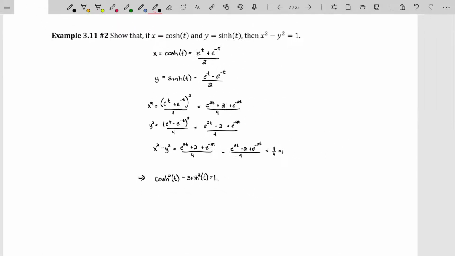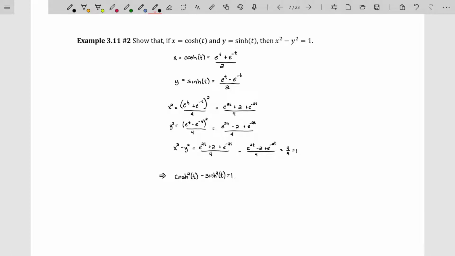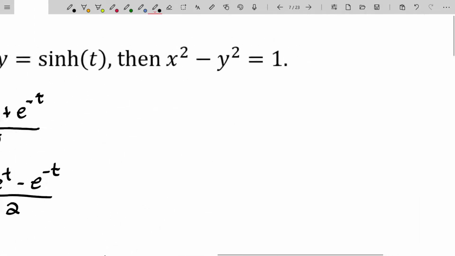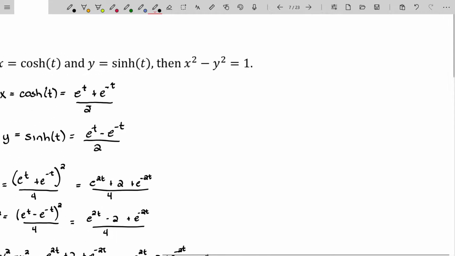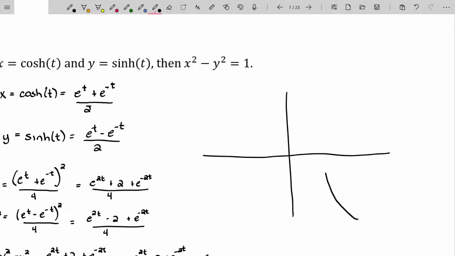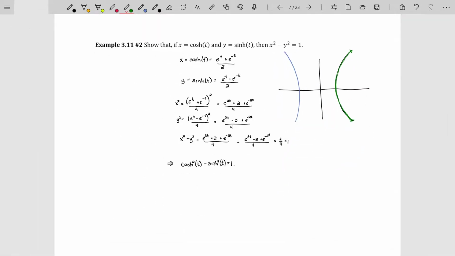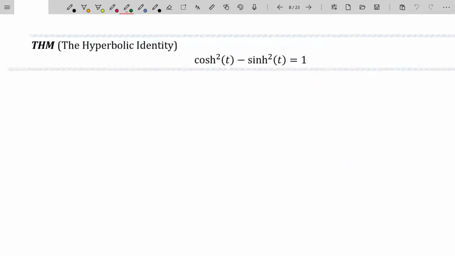That is the hyperbolic identity, and we call them the hyperbolic functions because the graph of x squared minus y squared equals 1 is actually a hyperbola. That is a hyperbola, and honestly, we only consider the right branch of that hyperbola. I'll graph the left branch as well, but for our purposes, the good branch that we're going to be dealing with here is the right branch. That's the branch that we deal with for hyperbolic functions. Okay, so that's our first hyperbolic identity.